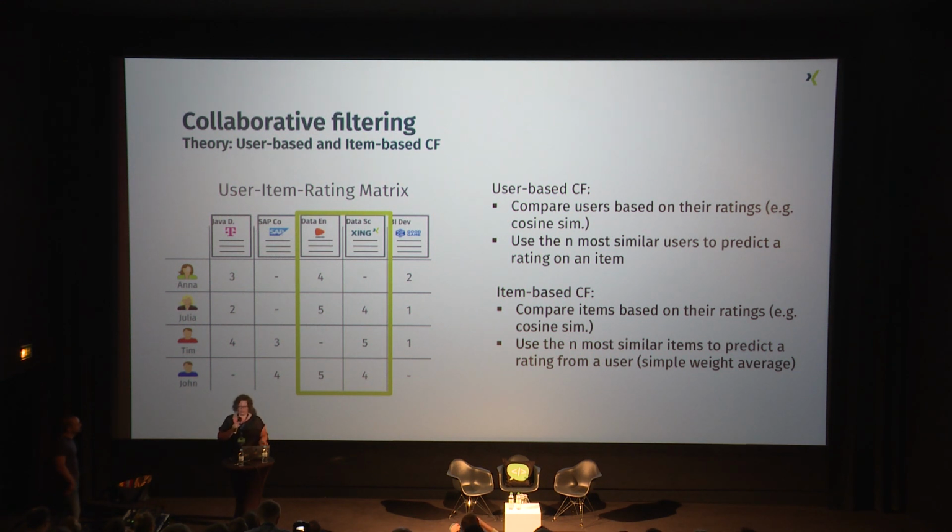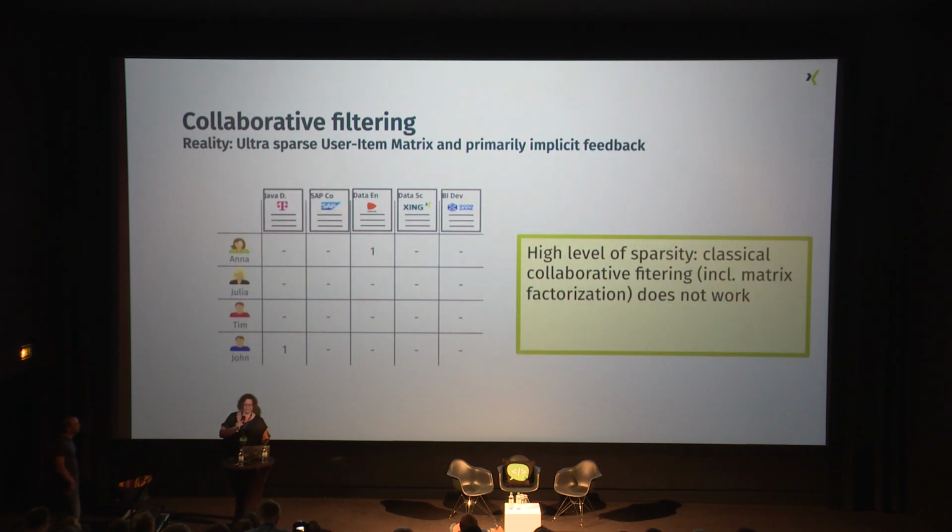So this is the theory. In practice, we have very, very sparse user-item matrices. And I think in our case, it's even more sparse, so we called it ultra sparse here. It's very common that like 99% of these fields are not filled. But in our case, it's even more because most of the items that we have are new items. If a job posting is older than a month, usually it's not interesting anymore. So we have a lot of new items.